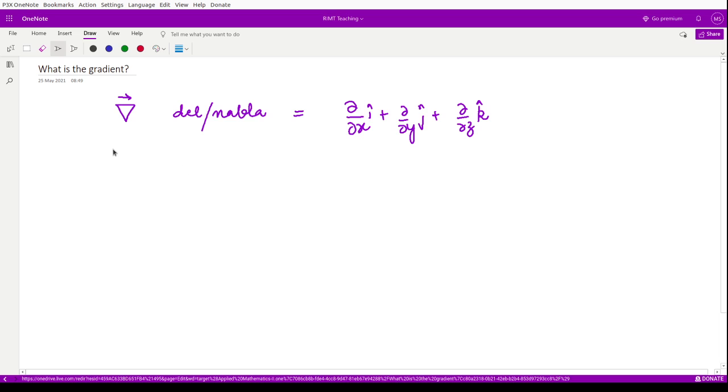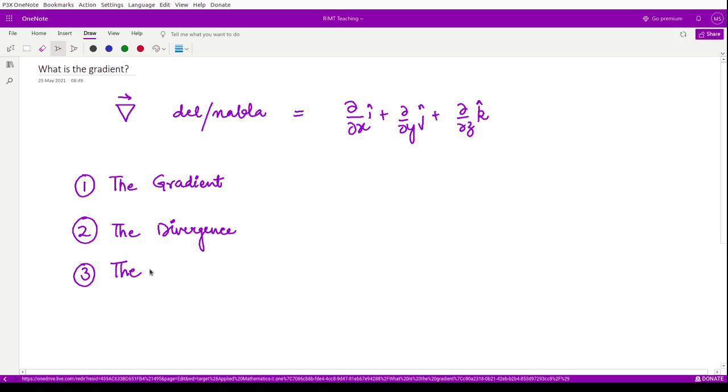Using this operator we can define three quantities of practical importance. First one is calculating the gradient. Second one is calculating the divergence. And third one is calculating the curl. Right? So in this video, we shall be seeing the particular case of calculating the gradient. So let us proceed. What is gradient and how can we define it?